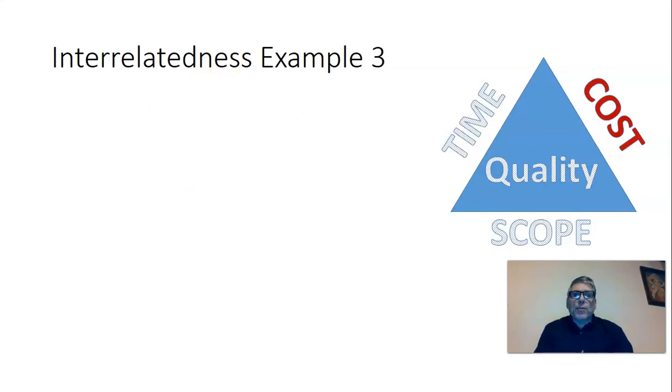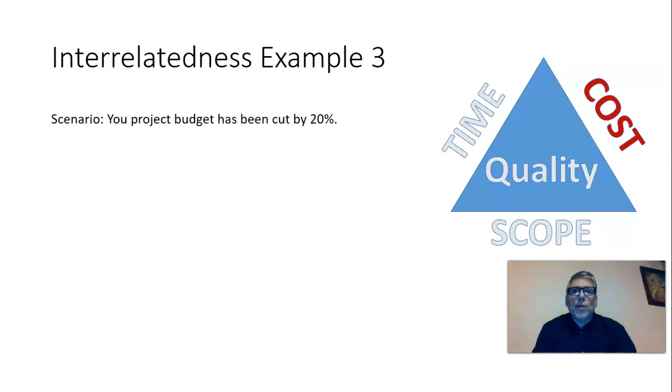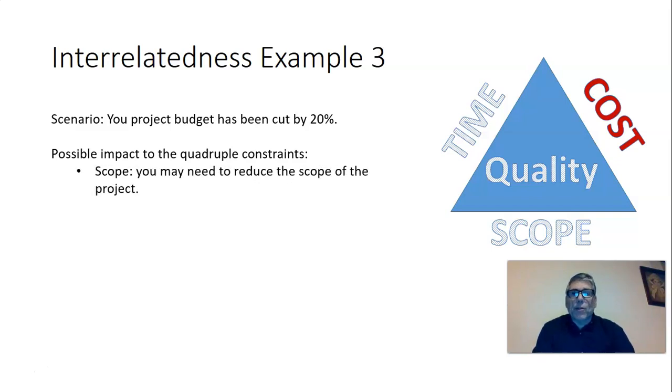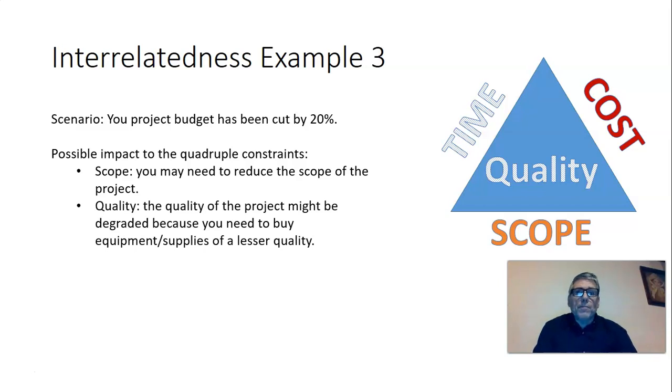So a third example of the interrelatedness. In this scenario, and this is a highly generalized example, your project budget has been cut by 20%. Some of the possible impacts to the quadruple constraints are that scope may need to be reduced, and the quality of the project might be degraded because you need to buy equipment or supplies of a lesser quality.